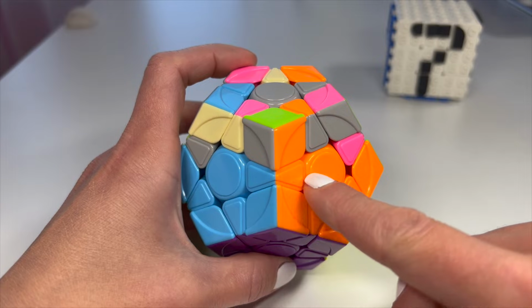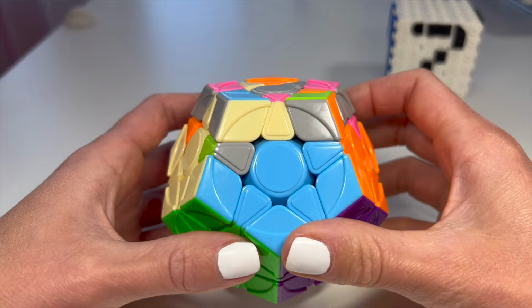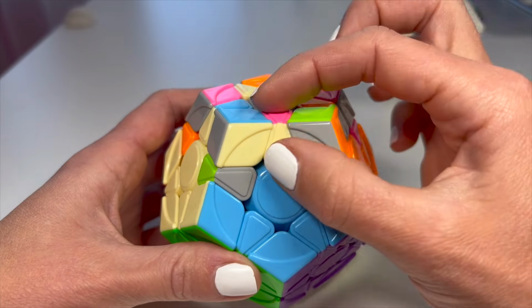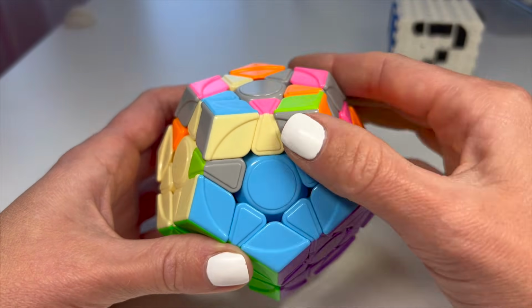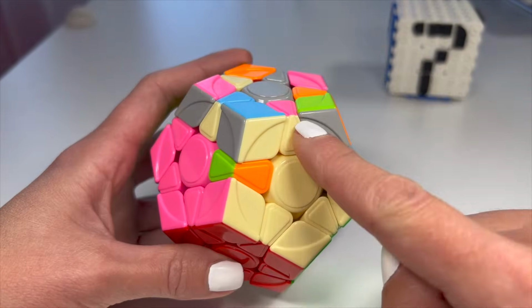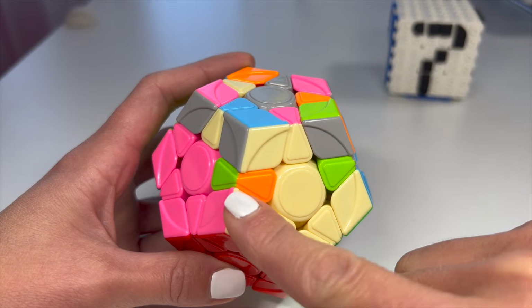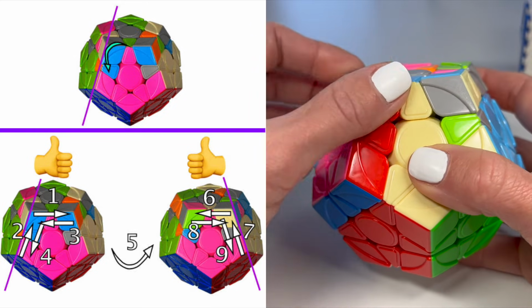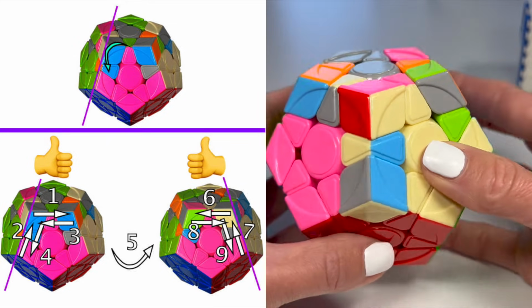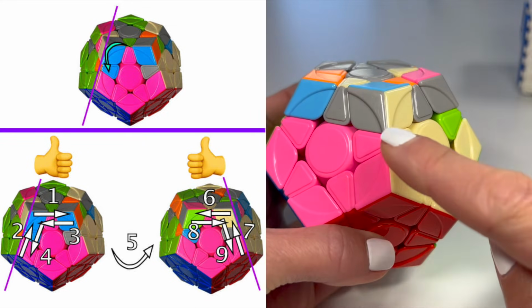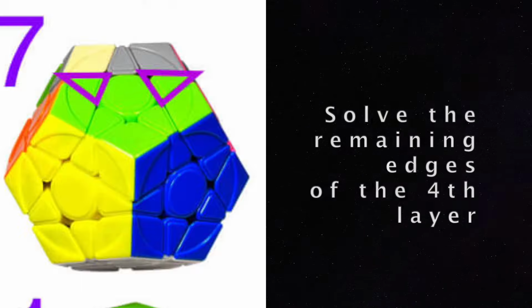The blue-orange edge is done. I'd like to show you how to place the edge to the left. Let's solve this pink edge. First, I put it on the beige side. Let's do the algorithm placing the edge to the left. 1, 2, 3, 4, 5, 6, 7, 8, 9. This edge is done.